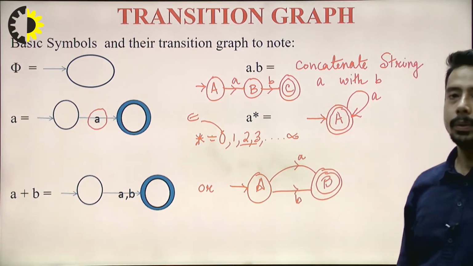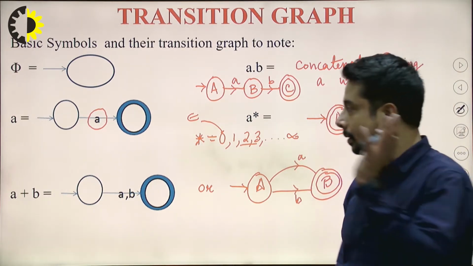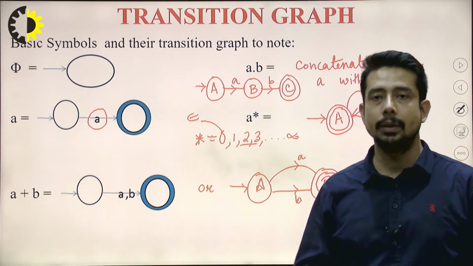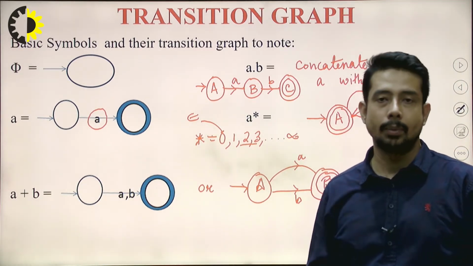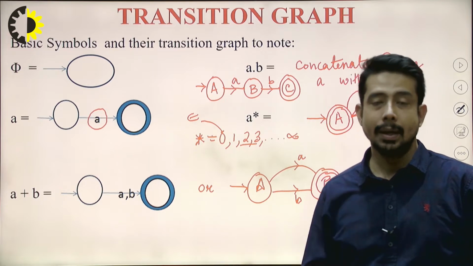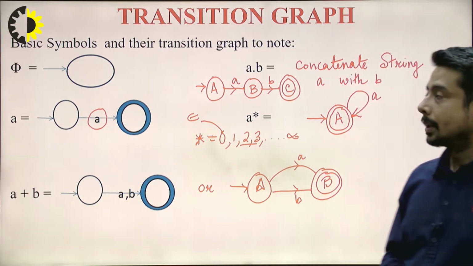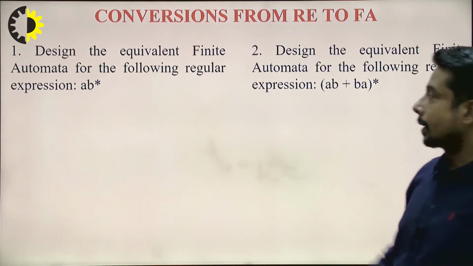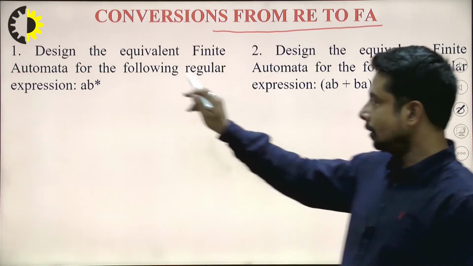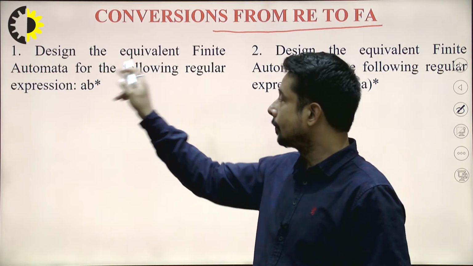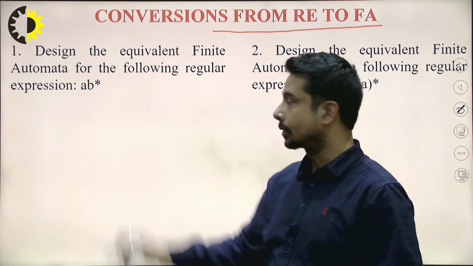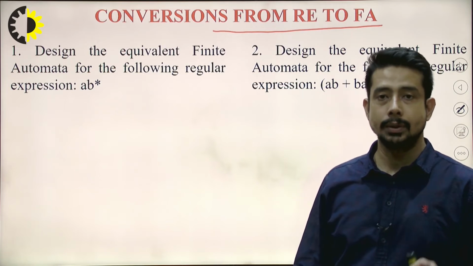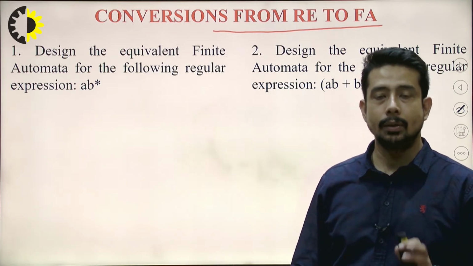So this is how we represent the basic expressions into the finite automata. So these representations are very, very useful from the upcoming examples point of view. Okay. Now let us go with some of the conversions from regular expression to finite automata. Question number 1 says, design the equivalent finite automata for the following regular expression. It is mentioning only to design an equivalent finite automata. They are not expressing whether you need to find a DFA or an NFA.